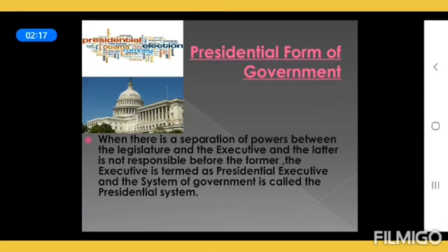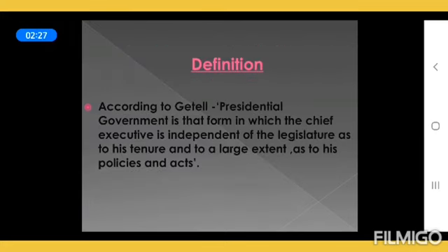Such a system of government is known as the presidential form of government. I hope I'm very clear. Now, next one. There is a definition which has been given by Gettell.